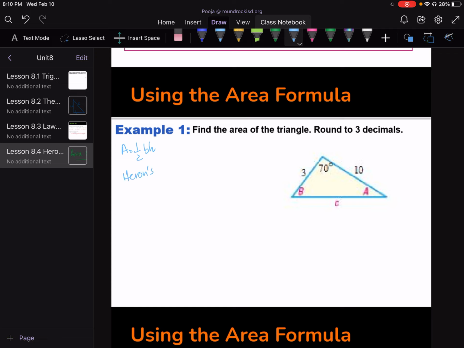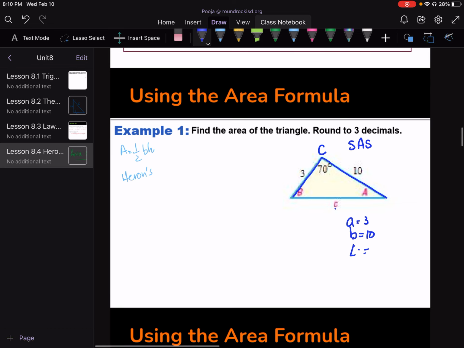We have three choices. Now, when I look at this triangle, clearly we do not know the height of the triangle. This is actually an SAS type of triangle. How do I know that? One side is given, which is side A. Side B is given, so I know A. We know side B. And if this is side C, then this has to be angle C. We also know angle C to be 70 degrees. And hence, this is a two sides and the included angle type.